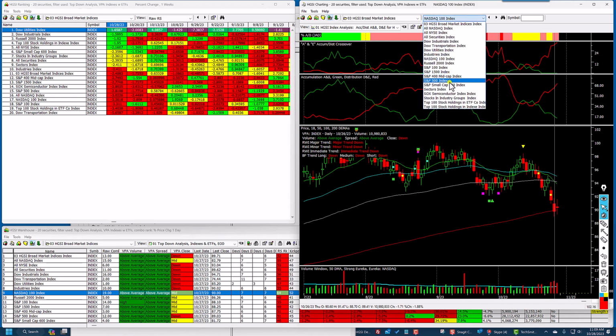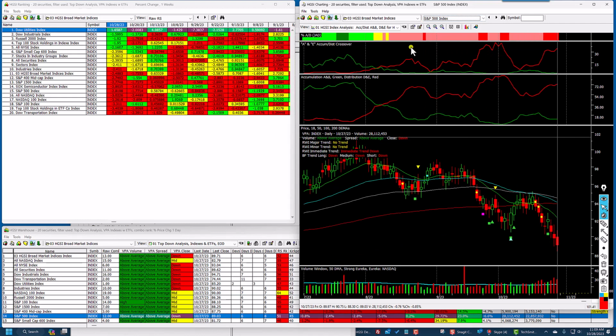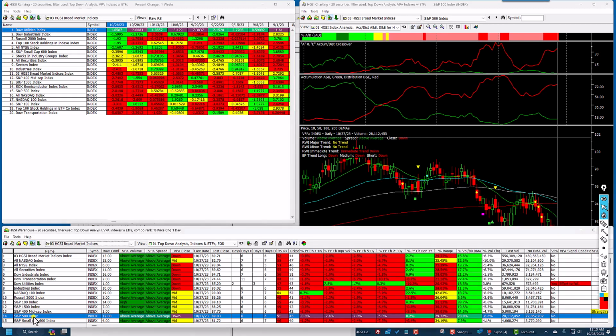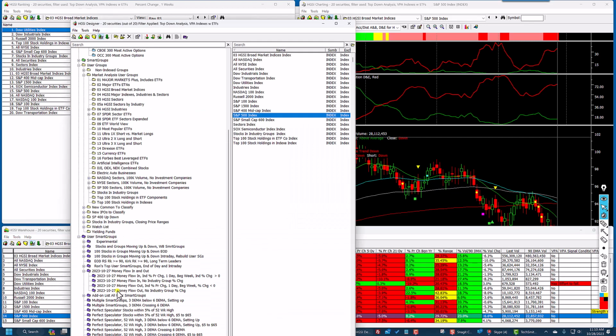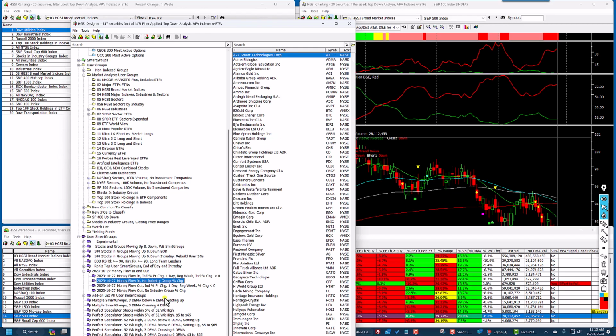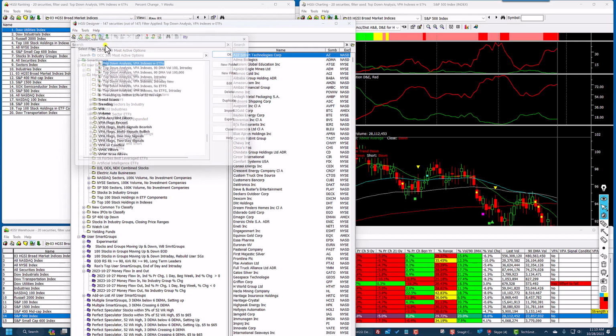Why not break it down to the actual index, and then you can look at the internals rather than just looking at the index itself. Then just to take it one step farther, and then I'm going to end it, I'm on the S&P 500 index, but I'm going to go back to that money flow right here, and then I'm going to go up to the filters.